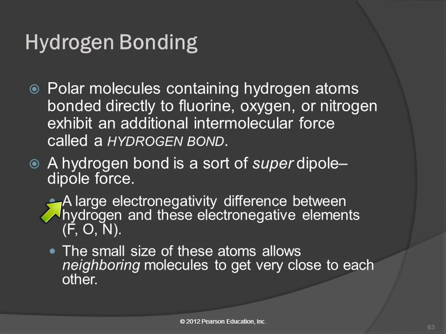It's extra strong because the electronegativity difference between hydrogen and fluorine, oxygen, or nitrogen is extra large. These are the three most electronegative elements. And size plays into this as well. These atoms are small, which allows neighboring molecules to get close to each other.